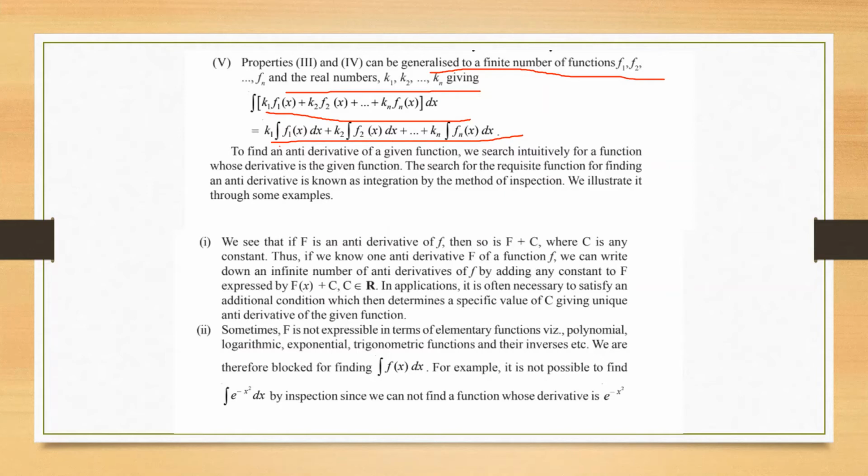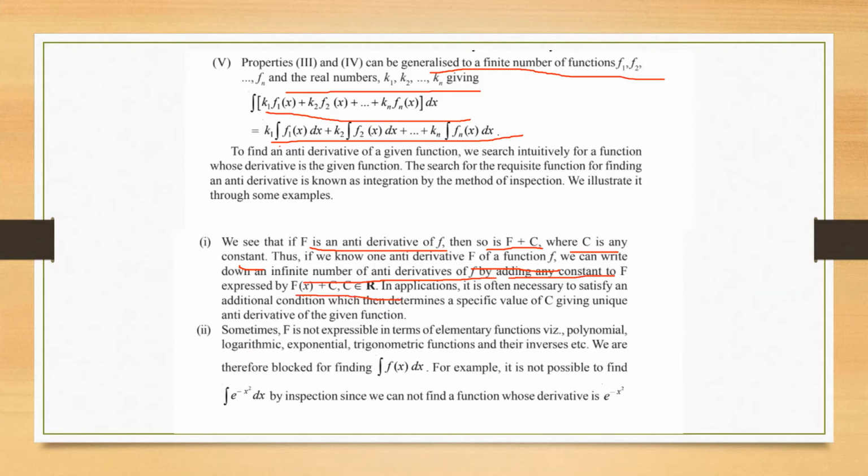So what are our observations? We see that if F is an antiderivative of f, then so is F plus c, where c is any arbitrary constant. Thus if we know the antiderivative F of a function f, then we can write down an infinite number of antiderivatives of f by adding any constant to the function, expressed by F(x) plus c for c belonging to R.